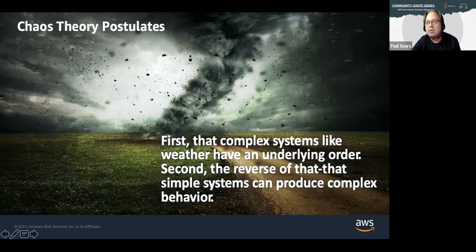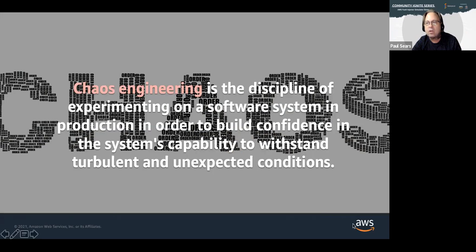So this is part of chaos theory, and this is where chaos engineering derives from. Chaos engineering is a discipline of experimenting on a software system in production in order to build confidence in the system's capability to withstand turbulent, unexpected conditions. So what you're really trying to do is understand how the system's behavior changes when something unexpected happens, right? That's the whole foundation of this.